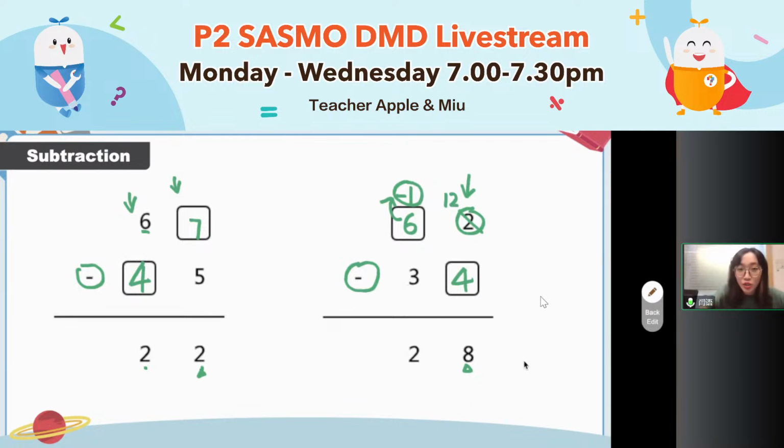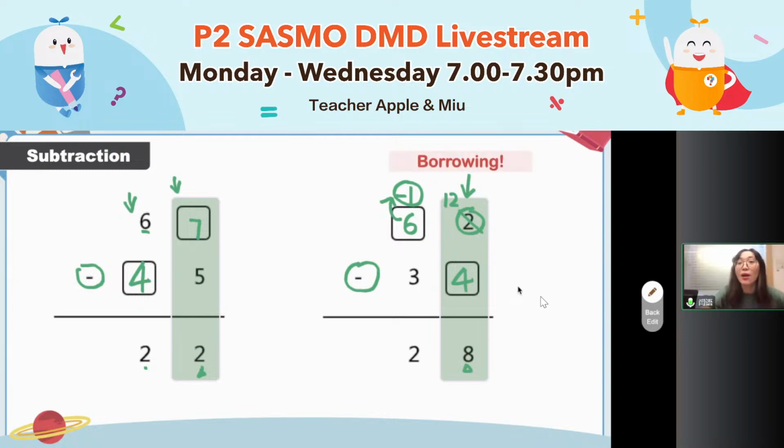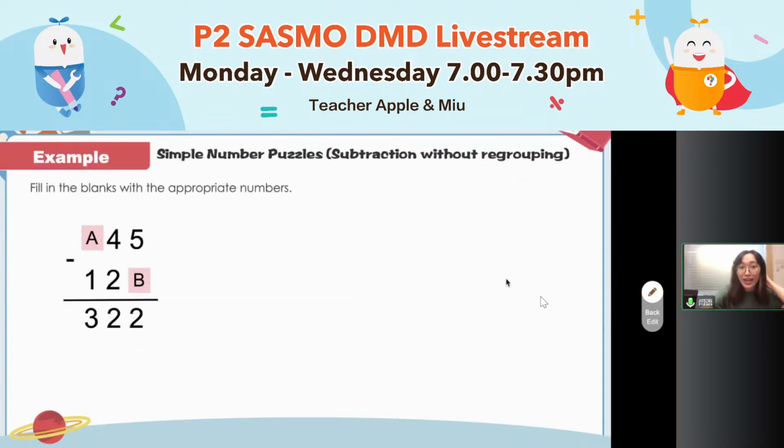So again, pay attention to the subtraction part. For the subtraction, if you get a bigger number, so actually there is borrowing. Yes, a bit more challenging, right? Subtraction is always a bit more challenging than addition. Pay attention to the borrowing part. Yes. Okay, so now again, let's move on to the example.